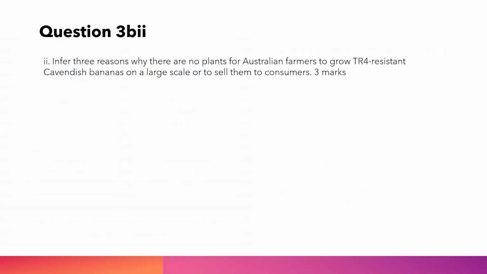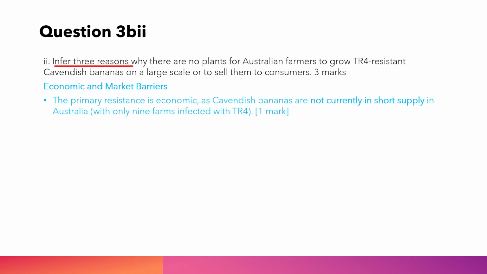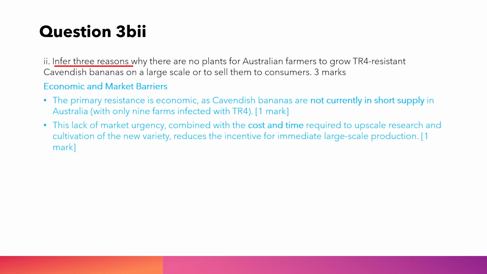Despite being approved for food production in Australia and deemed safe and nutritious to eat, there are no immediate plans to grow or sell the TR4-resistant Cavendish bananas on a large scale. Economic and market: the primary resistance is economic, as Cavendish bananas are not currently in short supply in Australia, with only 9 farms infected with TR4. This lack of market urgency, combined with the cost and time required to upscale research and cultivation of the new variety, reduces the incentive for immediate large-scale production.